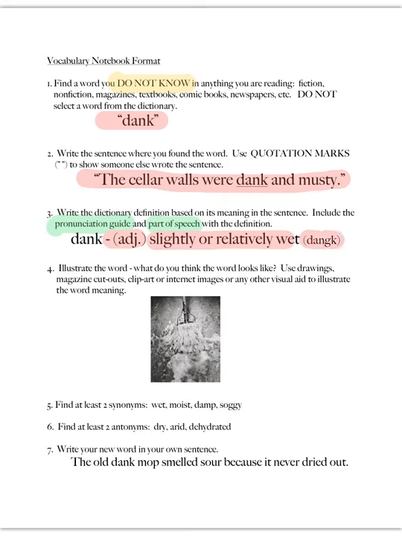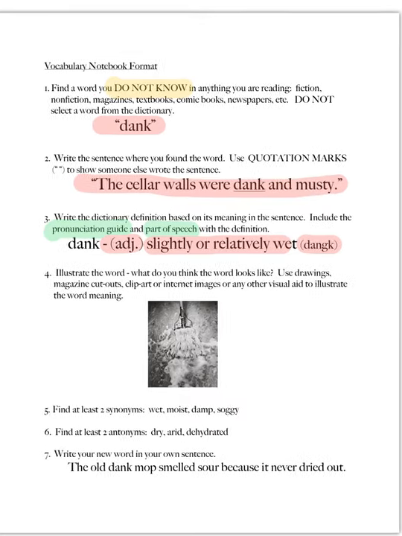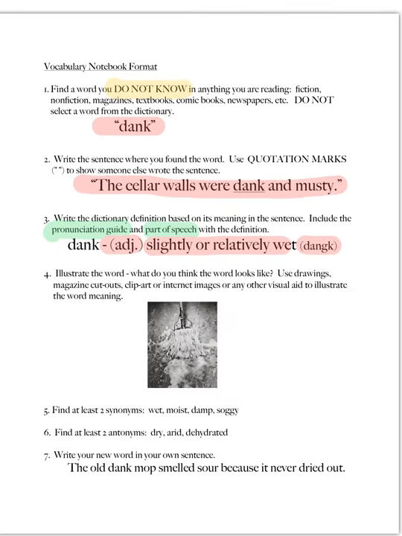So number 4, you're going to illustrate the word. What does dank look like? So you could actually physically draw it in your notes. You could find an image from the internet, from Google. If you're doing it on paper, you could do a clip art from a magazine, whatever you want. So the picture that I use is not actually the greatest picture because it's a wet mop. It looks a little wetter than dank, because dank means slightly wet, and this mop is pretty sloppy wet. So, but it gives you the idea that it has something to do with wet.